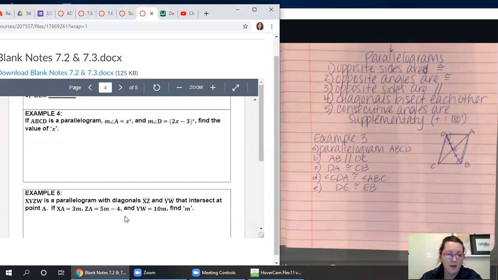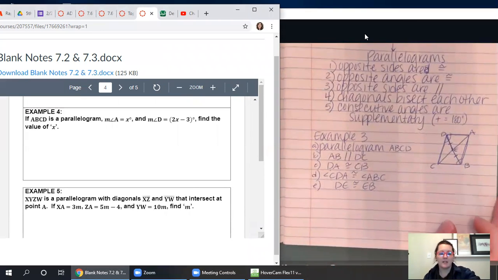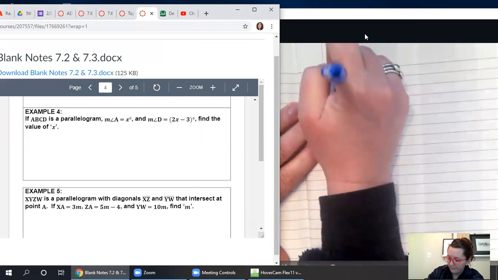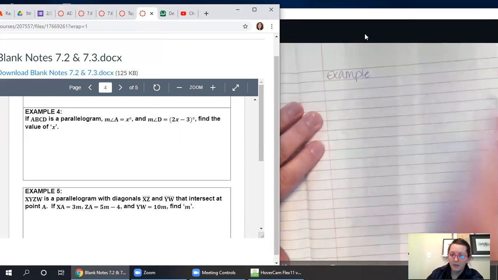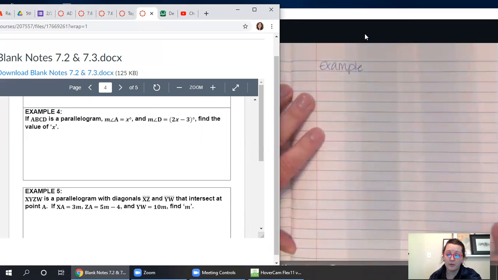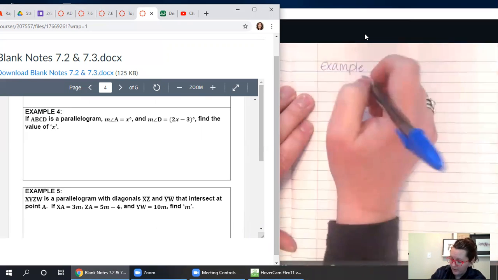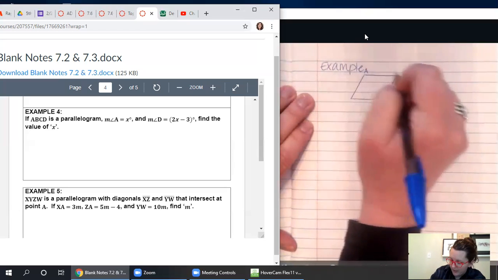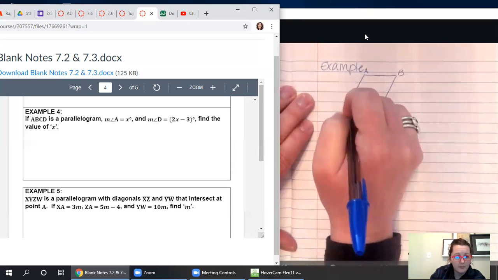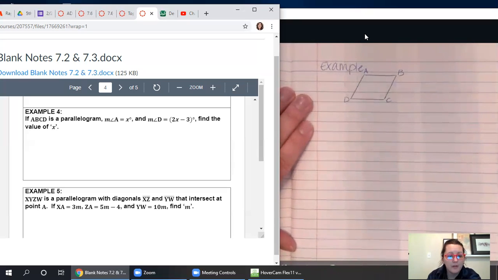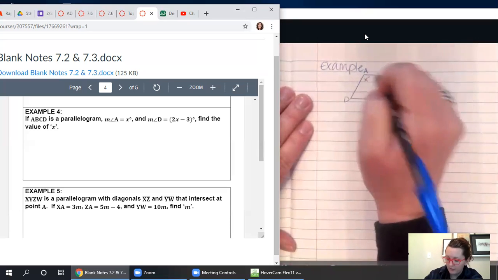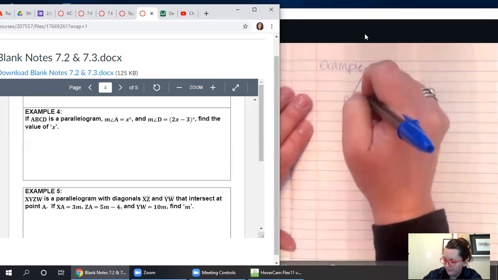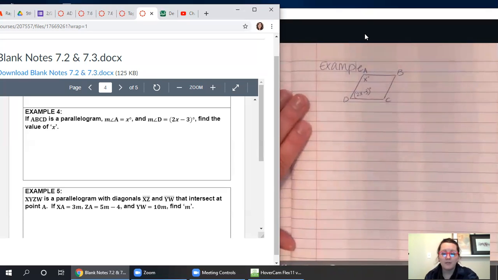All right, so let's put a little bit of math to it. This is example 4, let's do example 4 together. We don't have a picture here, but we're going to follow our steps, which the first one is label, right? So that means I need a picture to label. If we have parallelogram ABCD, the measure of angle A is x degrees, and the measure of angle D is 2x minus 3. Find the value of x.